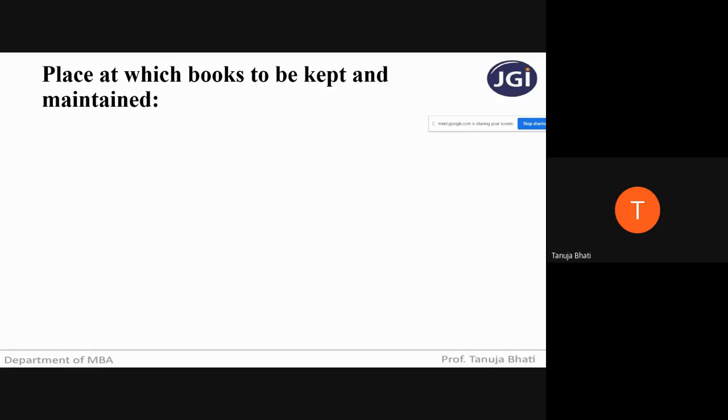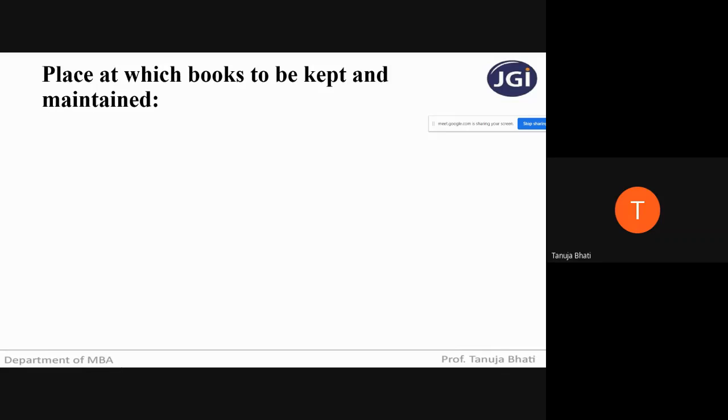The principal place of business is the main place of business which I have registered. And suppose I have more than one branch and I am maintaining the books of accounts separately at each branch, then the respective places where I am maintaining them should be the place where the books are kept and maintained.